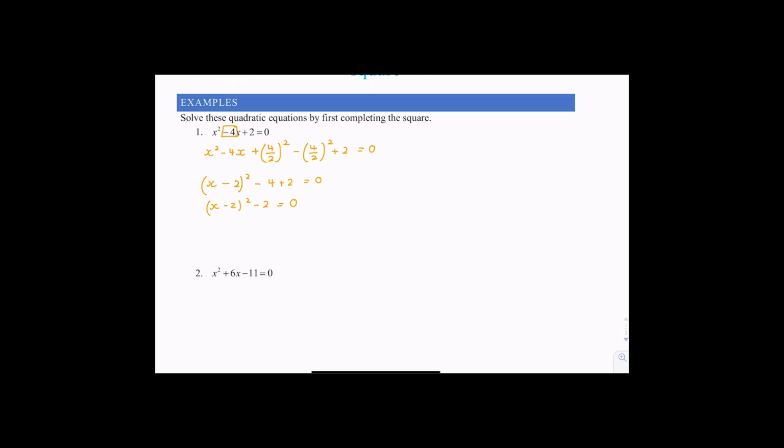Now it's almost looking like the sum and difference of two squares because I have my first term squared, and now I'm going to subtract. Now to get 2, I have to square root it, and to square it will bring me back to 2. So now I've got the sum and difference of two squares: x minus 2 minus √2, and x minus 2 plus √2 equals 0. And so I'm nearly ready. So now I just have to simplify this.